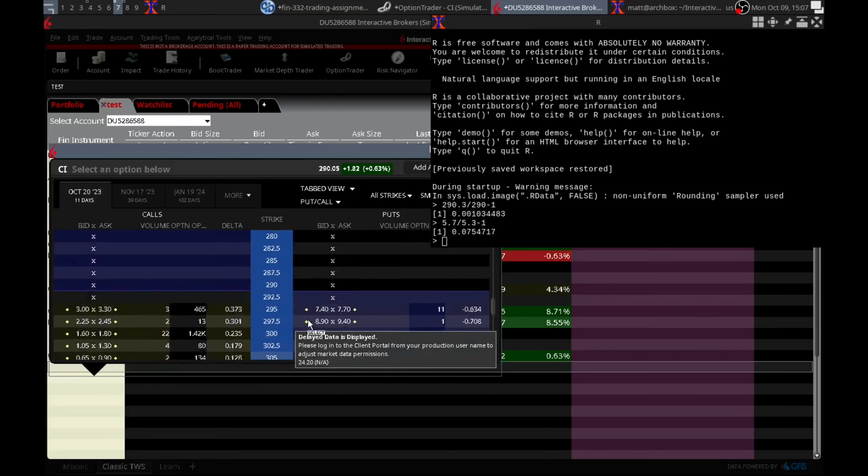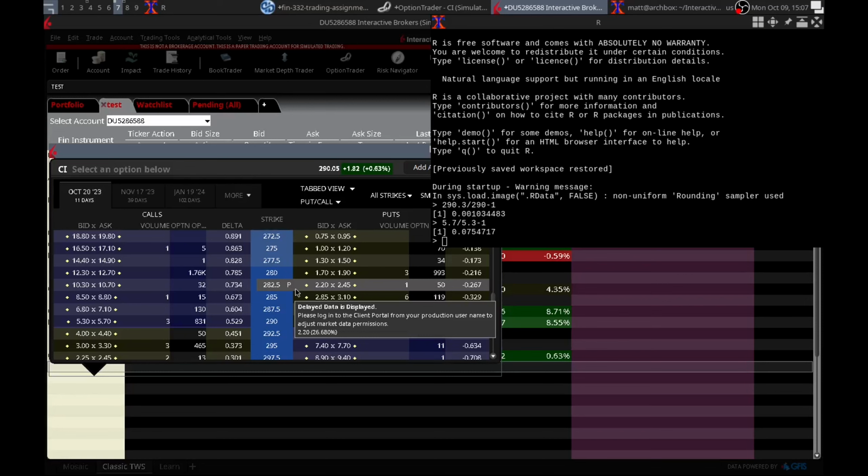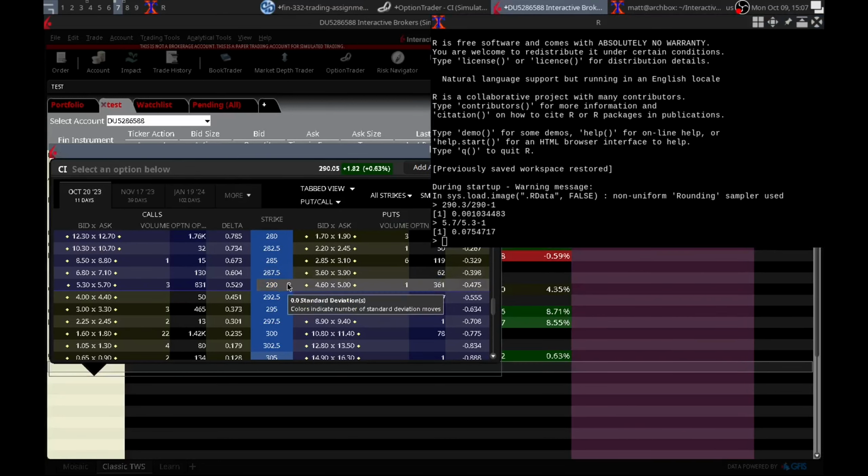So be very careful, pay a lot of attention to the size of the bid-ask spread, and generally use limit orders as opposed to trading a stock. Okay, so there are some basic considerations.